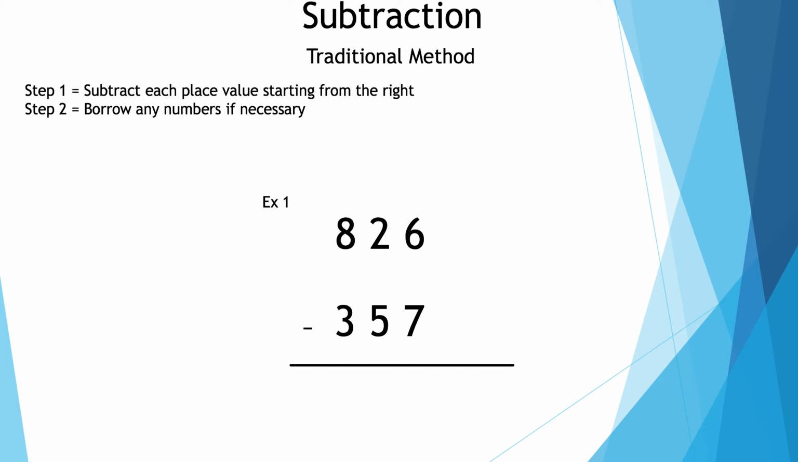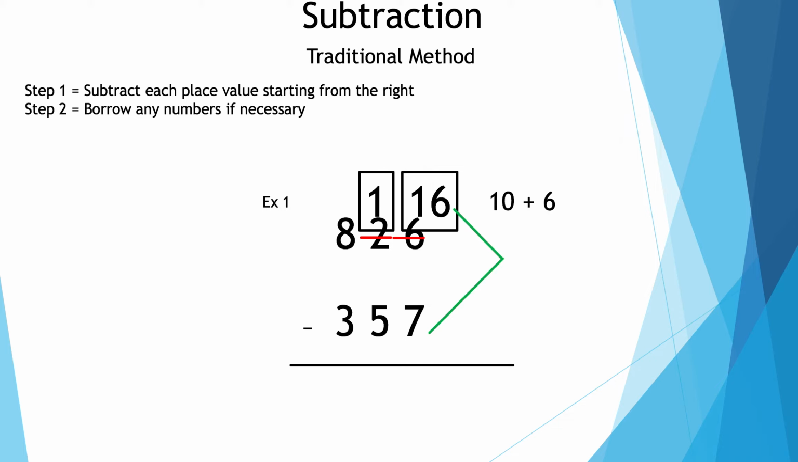So let's take a look at this example. 826 minus 357. We're going to have to borrow twice. So let's get started. We have to change the 2. So we change 2 numbers. Change the 2 to a 1. Add the 10 to the 6, which gives me 16. So 16 minus 7 is 9.